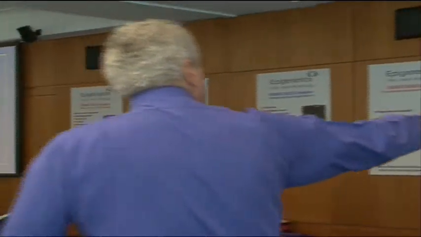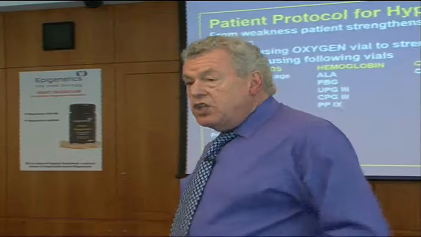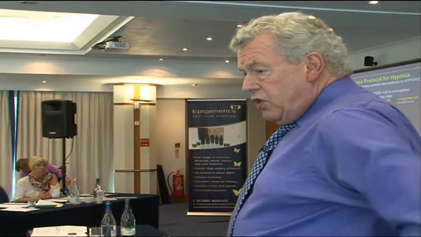So from weakness, the patient strengthens to the hypoxic eye position. That would be up and down, the aerobic challenge of up and down. Confirm using oxygen. So you could use a whiff of oxygen, or, for most of us, you would put the vial of oxygen on.